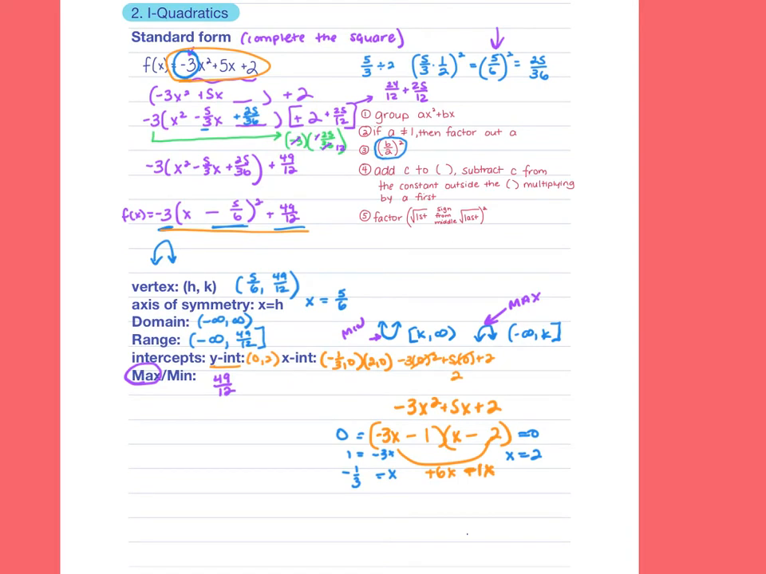So now if I went to graph this parabola, I would plot this is my vertex, 5/6 and 49/12, which is the same thing as 4 and 1/12. 1, 2, 3, 4, and 1/12 right here. My y-intercept, let's do that next, is 2. My x-intercepts are -1/3 and +2. And draw your parabola.